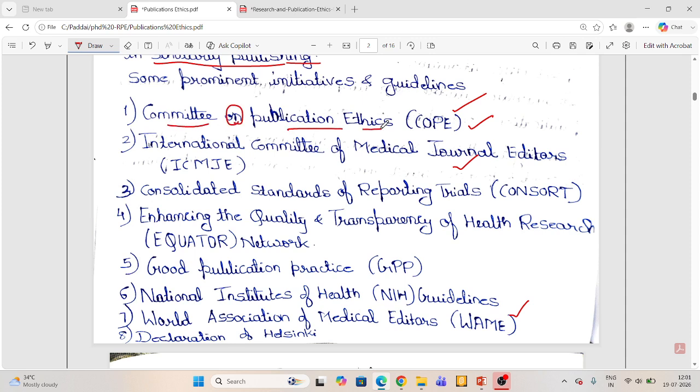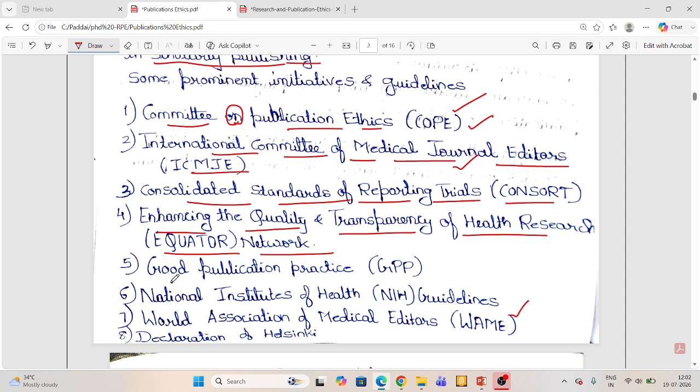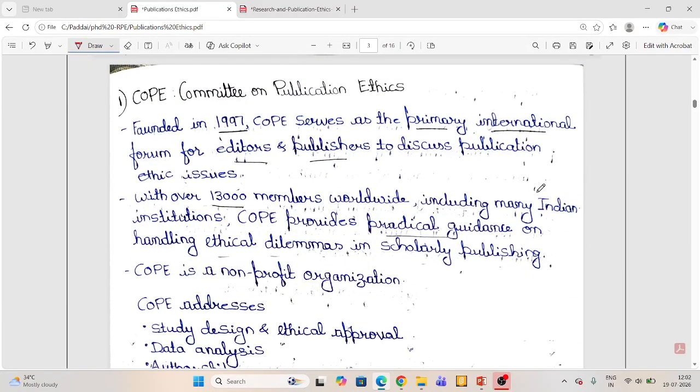So Committee on Publication Ethics; International Committee of Medical Journal Editors, specifically related to the medical field; Consolidated Standards of Reporting Trials, CONSORT; Enhancing the Quality and Transparency of Health Research, EQUATOR network; Good Publication Practices, GPP; National Institutes of Health, NIH guidelines; World Association of Medical Editors, WAME; Declaration of Helsinki. These are the different guidelines which can be followed while you are dealing with publication. For COPE and WAME or any other guideline, you don't have to go very much into the detail. Writing the main points is more than enough, until and unless they are asking for something very detailed.